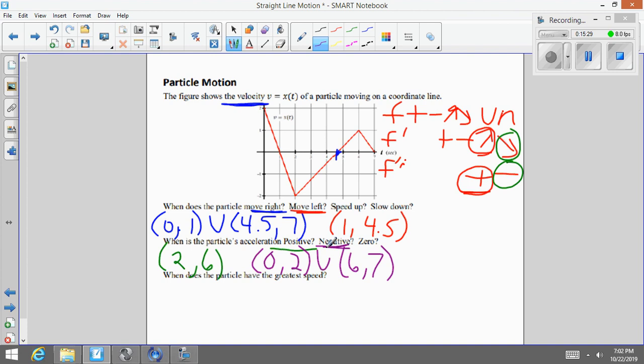Okay, now, when is the acceleration 0? Well, acceleration would be 0 whenever this changes from positive to negative. So that's going to happen when velocity changes from increasing to decreasing or vice versa. Okay, so acceleration would be 0 at x equals 2 and also x equals 6.